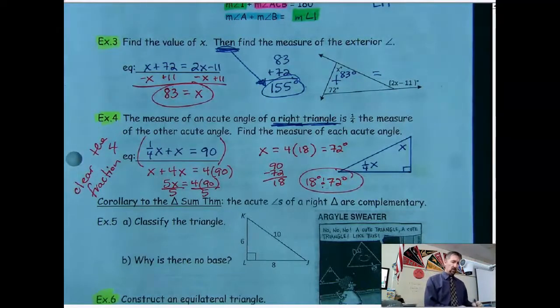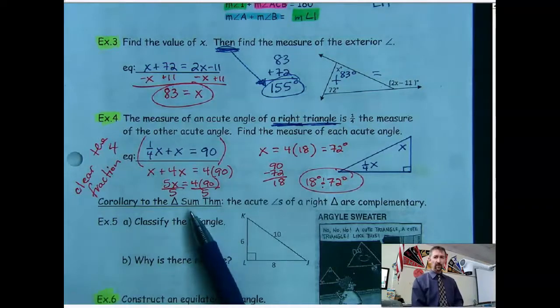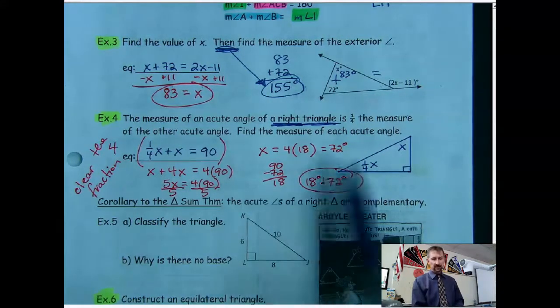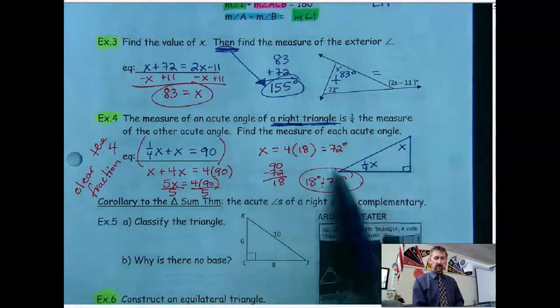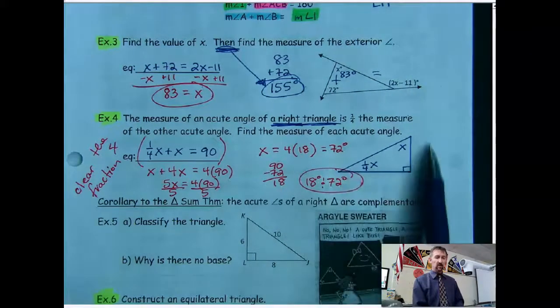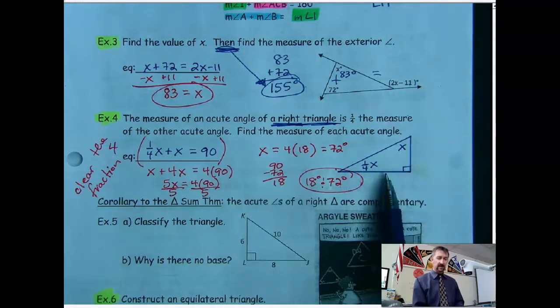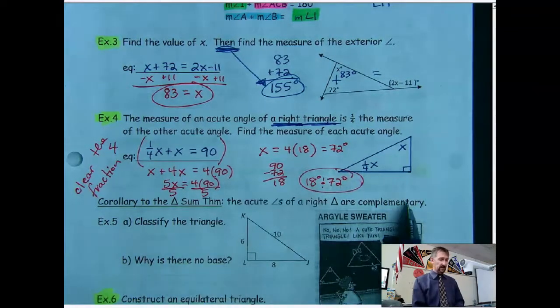Alright, corollary to the triangle sum theorem. So this is something that's easy to prove from the triangle sum theorem that we already mentioned. The acute angles of a right triangle are complementary. I just talked about that for a bit here. That's 90. The whole thing's 180. So if we subtract 90 from both sides, then these have to be 90. So that's what this says.